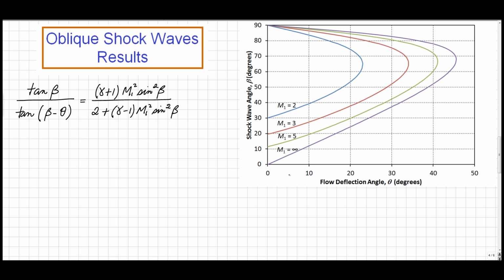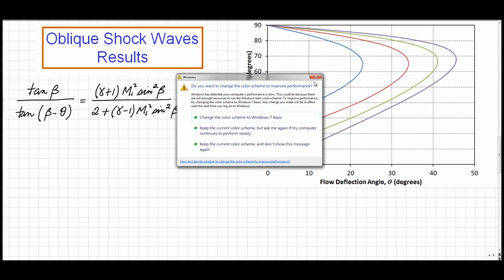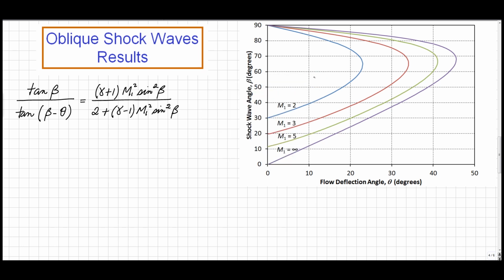So here on the horizontal axis we have the deflection angle theta plotted from 0 to 50 degrees. On the vertical axis we've got the shock wave angle beta going from 0 to 90 degrees. And we have a series of curves here for different Mach numbers showing how that relationship varies. The Mach numbers plotted here are Mach number of 2, 3, 5 and infinite.